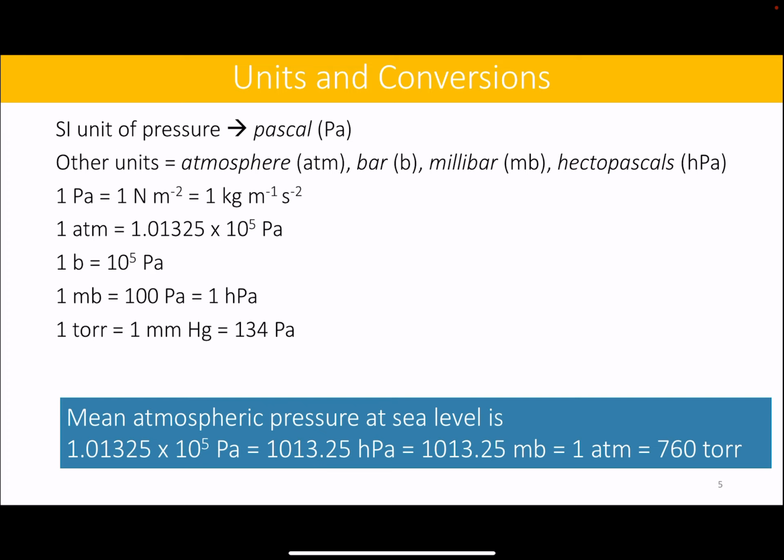This is frequently referred to in hectopascals, which is 1013.25, and that's because hectopascals are equivalent to millibars.